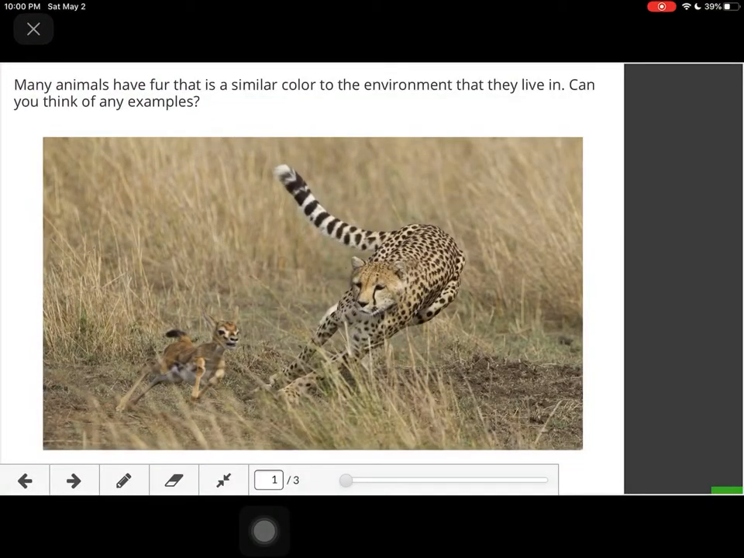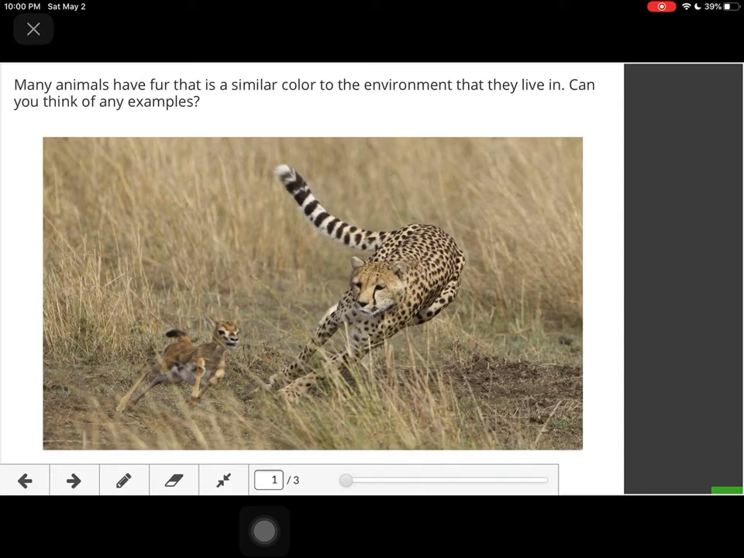And many animals have fur that is a similar color to the environment that they live in. Can you think of any examples? Now, I'm hoping that you're making a connection to, I'm going to pause for a moment so you can maybe fill in the blank, like we're actually having a class and your hands are jumping up in the air and I would call on somebody.